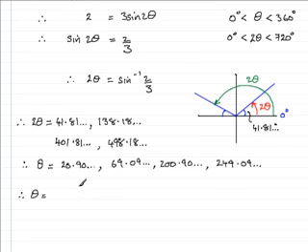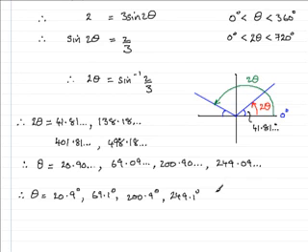We had to give our answers to one decimal place, so finally theta equals 20.9 degrees, put the units in there. Next one, 69.1 degrees. Next one, 200.9 degrees. And finally, the last one, 249.1 degrees. And I'm going to qualify those results by saying that they're all to one decimal place, 1 dp.